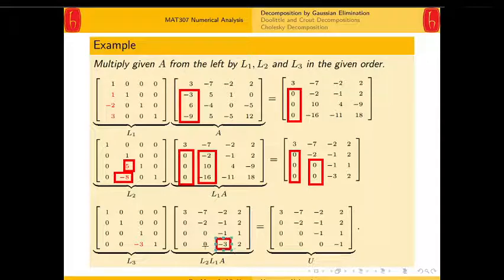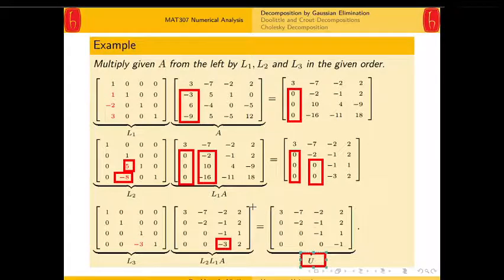So to that end, we can multiply this matrix by -3. I mean the third row by -3 and add the result to the fourth row. This matrix, L3 matrix, will perform this row operation. So we multiply the matrix L2 L1A by L3 from the left, and this will give us the matrix U. So this matrix U is indeed upper triangular, right? And we already found the U naturally, so it's there.